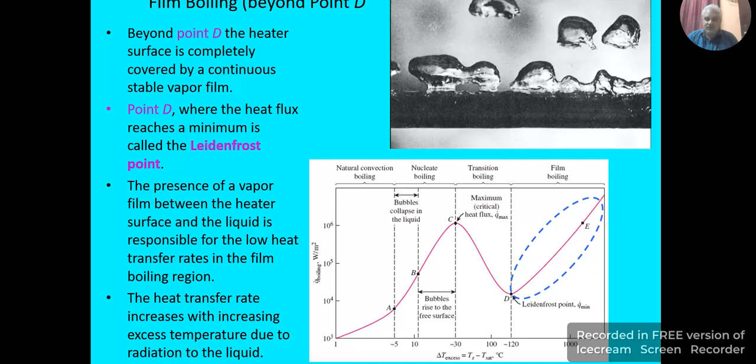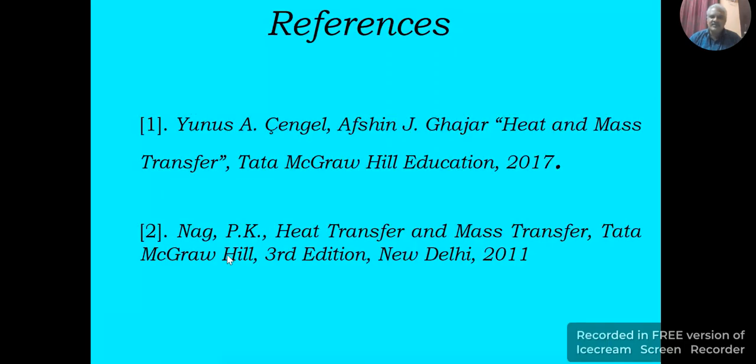Whenever we are operating the boiling process, we should never cross the delta T or the peak heat flux point C here. So this is very much important with respect to the pool boiling regime. The references are followed from the following two textbooks here.